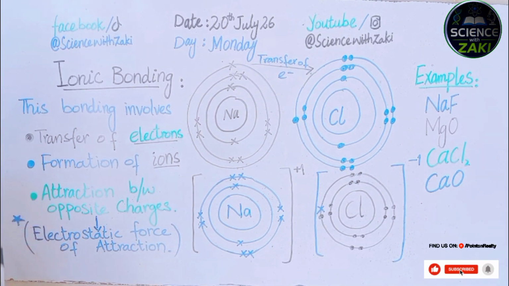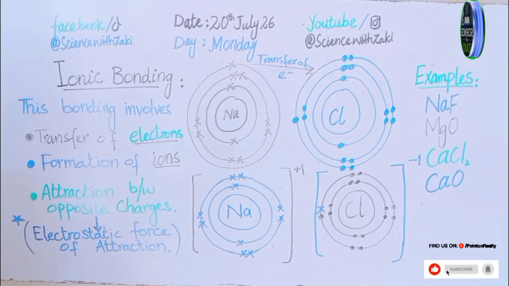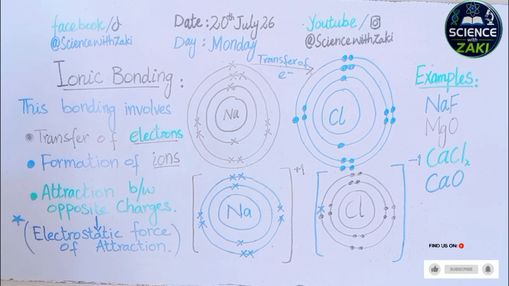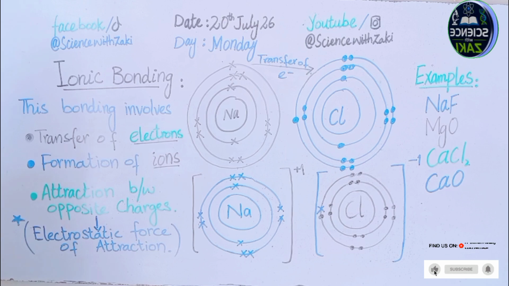After understanding all these points, it is very easy for you to describe other examples of ionic bonding that are also written on the board: sodium fluoride, magnesium oxide, calcium chloride, calcium oxide. One thing is common in all these examples: sodium is a metal, fluorine is a non-metal, magnesium is a metal, oxygen is a non-metal, calcium is a metal, chlorine is a non-metal, again calcium is a metal and oxygen is a non-metal. So you can understand that an ionic bond forms between a metal and a non-metal.